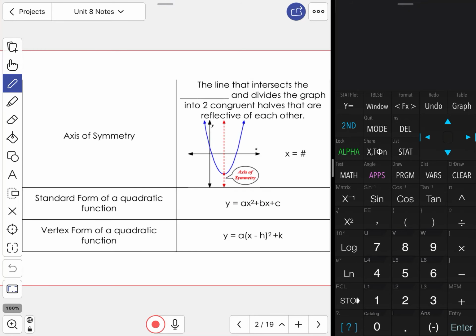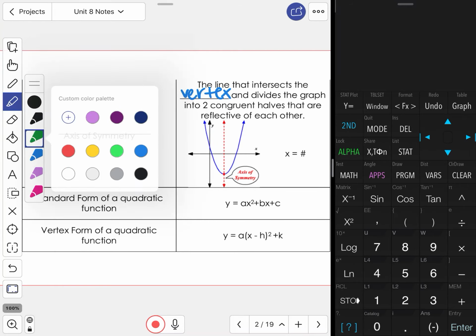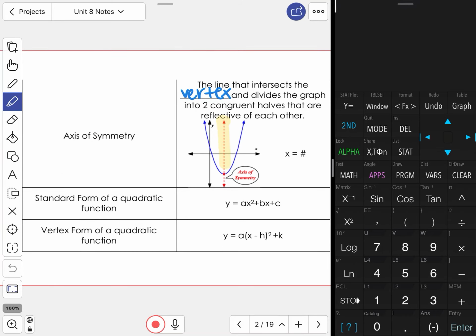Okay, a couple more vocabulary words. The axis of symmetry. This is the line that intersects the vertex. So it's going to cut straight through that highest or lowest point and divides the graph into two congruent halves that are reflective of each other. So if you fold that graph across that axis of symmetry, your graph would be perfectly symmetrical. That is that line that they have right here in the middle of the graph that's in red. That is the axis of symmetry.